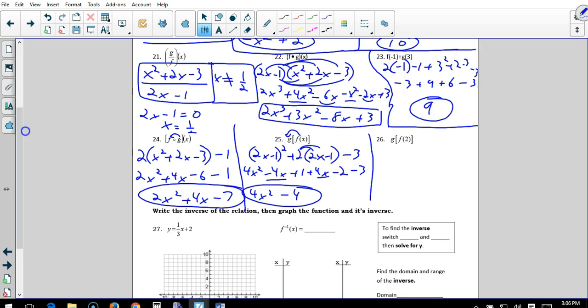And last, we're going to plug 2. This time we're going to plug 2 in f. And whatever new number we get, plug that into g. So again, f is 2x minus 1. So 2 times 2 minus 1, and see what we get. 2 times 2 is 4, minus 1 is 3. Now we're going to plug that into g. So x squared plus 2 times x minus 3. That's 9 plus 6 minus 3. 9 and 6 is 15, minus 3 is 12. And there's our answer.